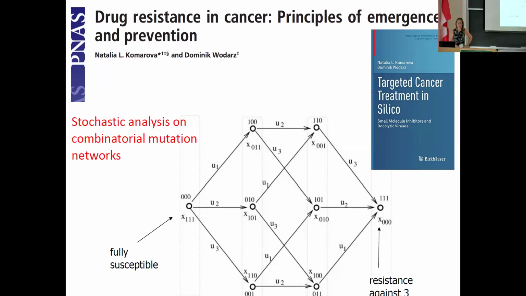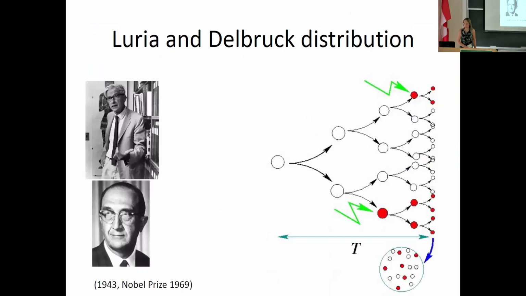So we've been working for several years on stochastic analysis on combinatorial mutation networks. So this is a combinatorial mutation network. This in spirit is similar to the work of Luria and Delbrück. Maybe you know that these are Nobel Prize winners in 1969. They did something completely different.